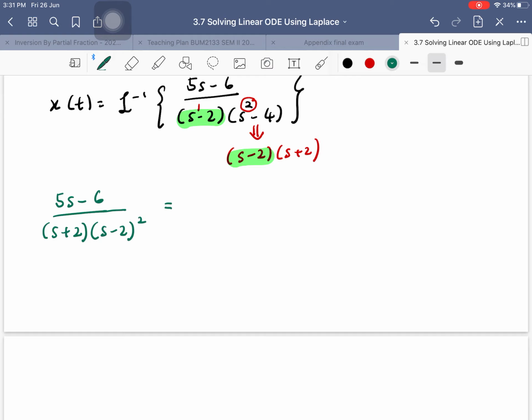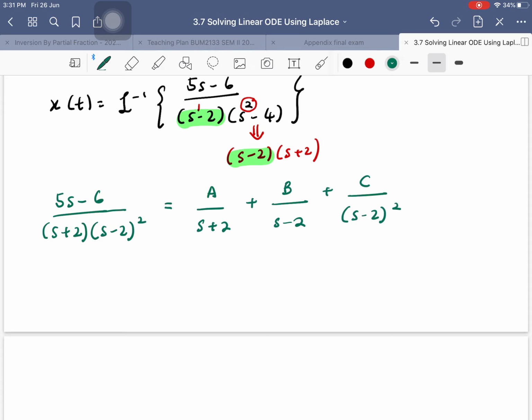Okay, and as we have discussed in the previous subtopic, we know that we're going to end up with three fractions. The first one is going to be A over s plus 2. The second one is going to be B over s minus 2. And the last one is going to be C over s minus 2 squared.